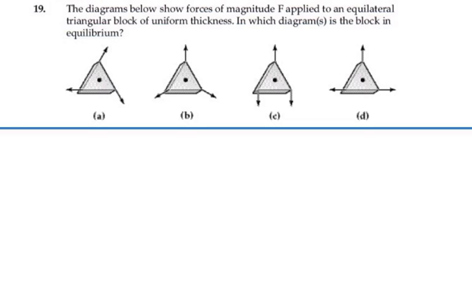Here's problem 1219. The diagrams below show forces of magnitude F applied to an equilateral triangular block of uniform thickness. In which diagrams is the block in equilibrium? Let's look at the first one, A.